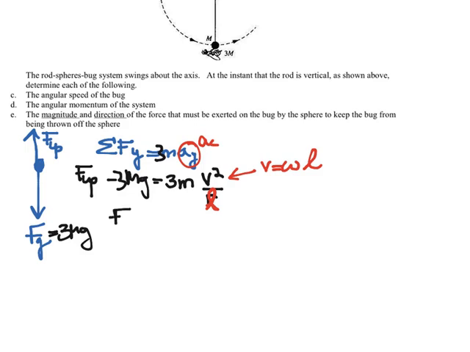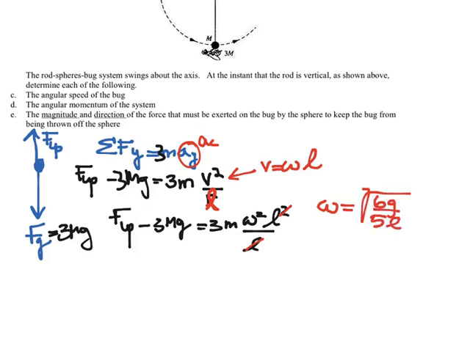So I have F up minus 3mg equals 3m omega squared L squared divided by L. Okay, one of my L's is going to cancel out. And what I'm going to do is I'm going to take my old expression for omega that I found in part C, and I'm going to take this and put it in right here.